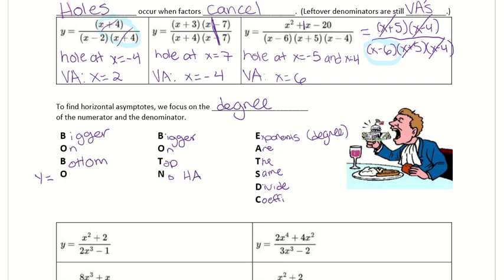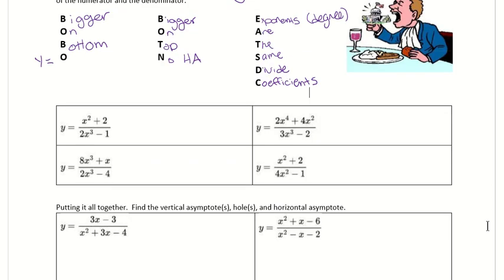And if you're asking, what in the world does that mean? Don't worry, I've got you. I'll show you what I mean. So let's look at these next 4 examples. We're going to use their degrees, and we're going to use this little mnemonic device to help us think about where the horizontal asymptotes are going to be.